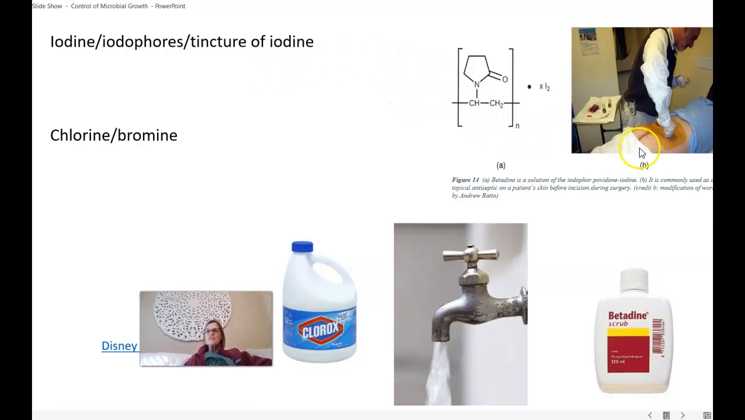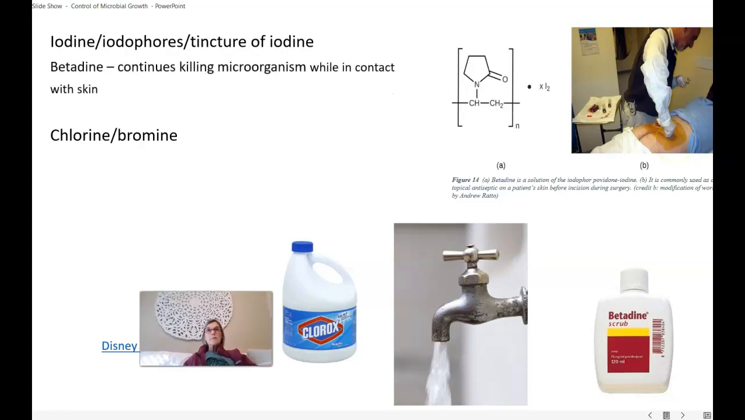But you can see right here, and even remember when we used iodine in the gram stain and the starch test, it's got that kind of brownish yellow color. And so it stains the skin. And iodine kind of went out of fashion because of that. Also, some people are allergic to iodine.